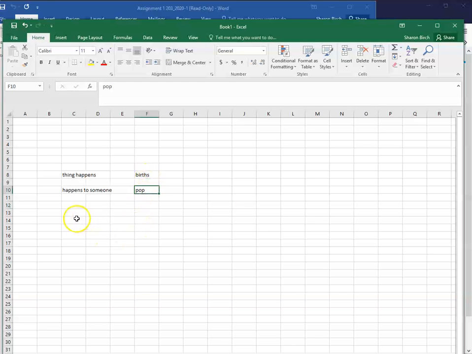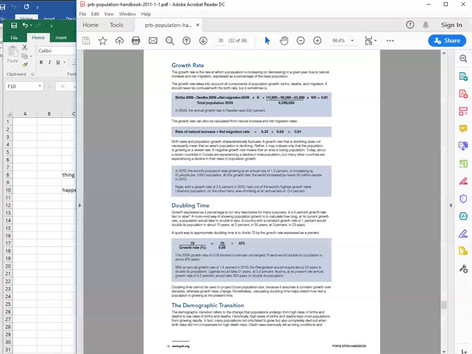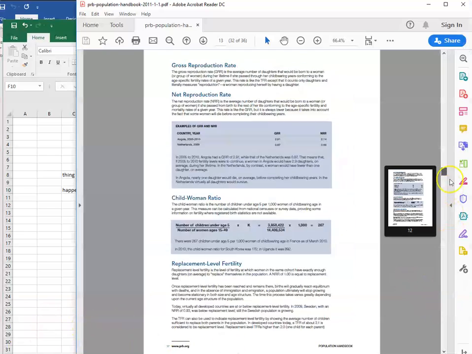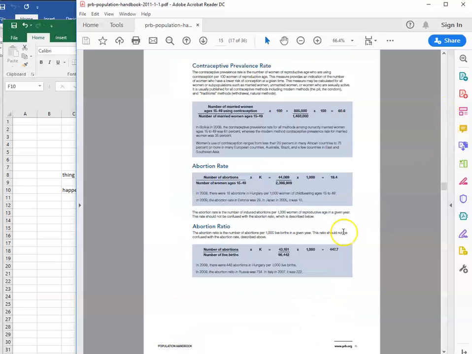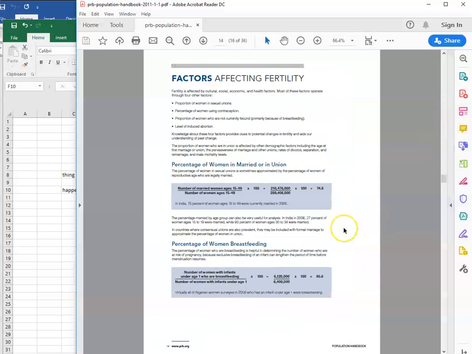It doesn't take into account variations that might exist in terms of the likelihood of someone having a baby, which for the most part means to give birth means being female and means being of a certain age. So the more we refine that down, the better. Coming back here to our population handbook, pages 9 through 12-ish has these fertility measures in them. Let's get to those.